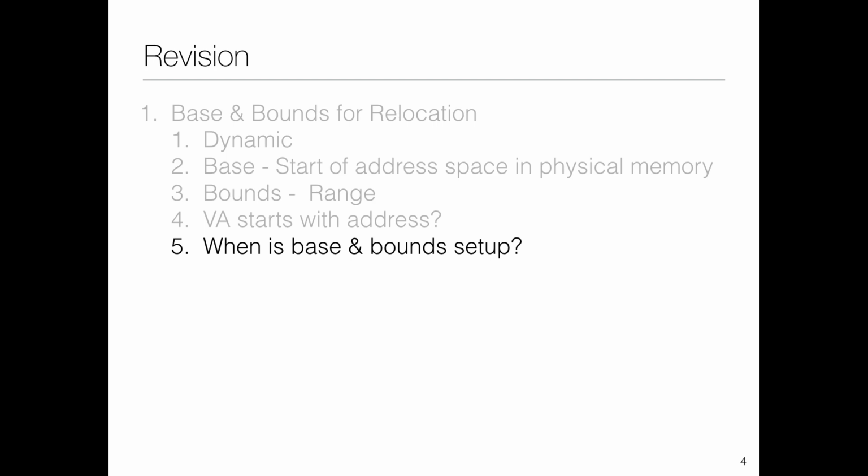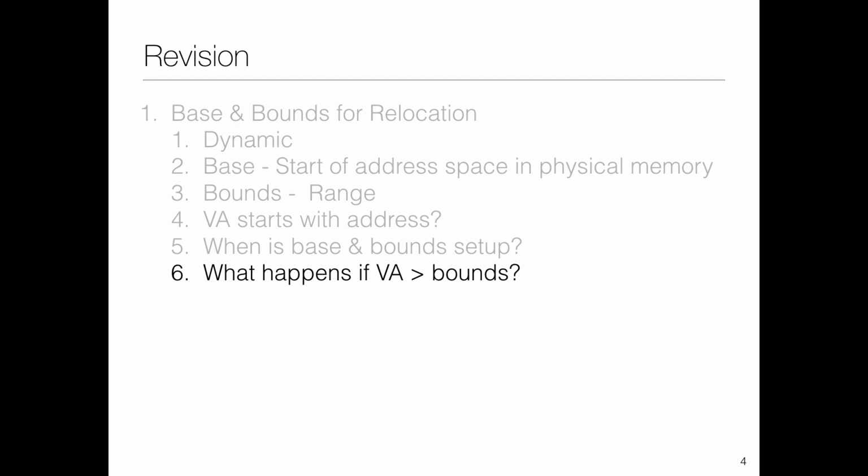And at what time are the base and the bounds set? When the process is set up for the first time, or when there is a context switch, so then also you might change the base and the bounds during that time. What happens if the virtual address is greater than the bounds? So the program will terminate because of the fault.